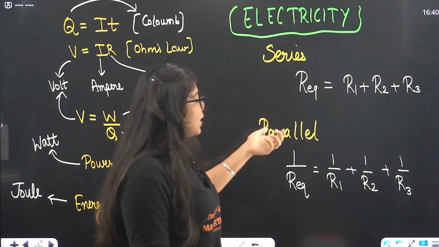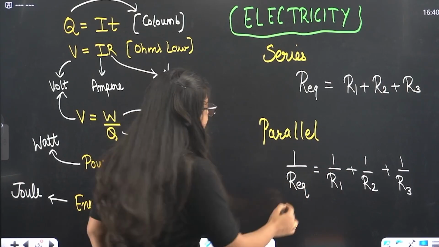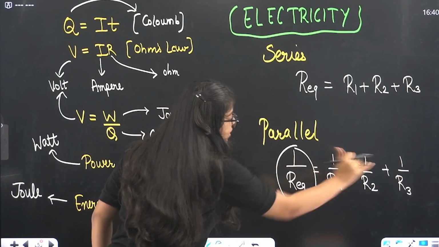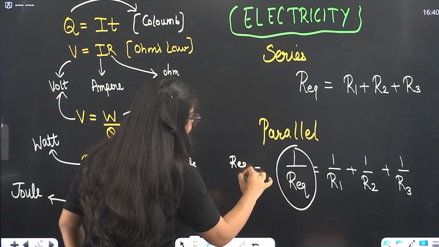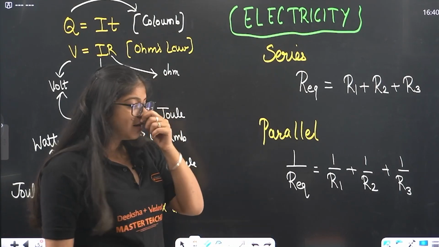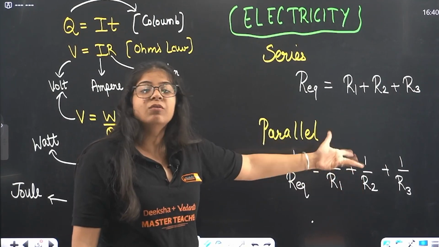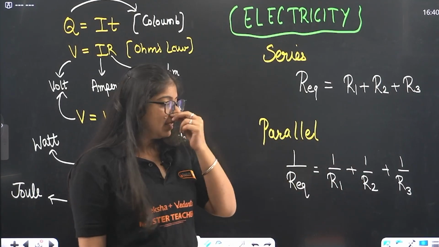And in parallel, we will take the LCM. So 1 by R equivalent, remember this is very important. Students do this calculation and write it as R equivalent. No, that is wrong. This should be 1 by R equivalent equals 1 by R1 plus 1 by R2 plus 1 by R3. You'll get an answer, you invert it, and that will be your R equivalent.